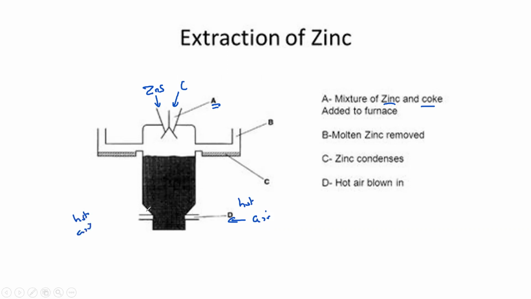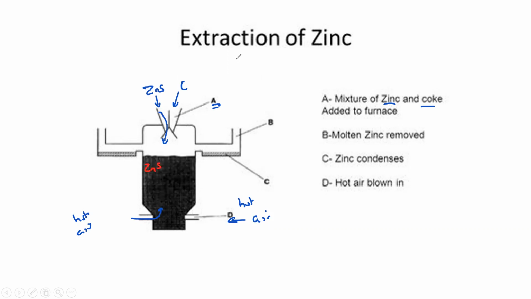Hot air always rises up. Most of the air contains nitrogen and then 21% oxygen. So when the air rises up and this zinc sulfide is coming down, first what will happen? The zinc sulfide, which is known as the ore of zinc.